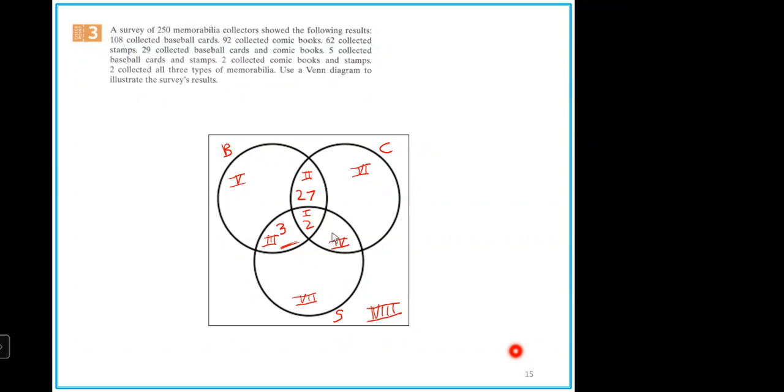You see that region, Miss La Rochelle? Right here, region 4. Isn't that already there? It said 2 collected comic books and stamps. Okay, but we already have 2 up here. So what should go here? Do we put another 2? No, that would make it 4. 0? I don't know. What can you add to 2 to get 2?